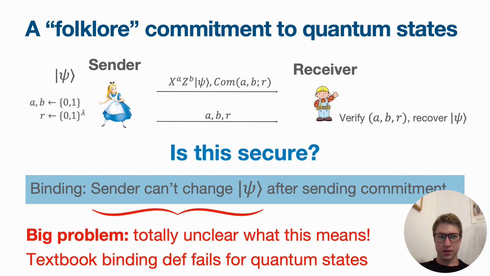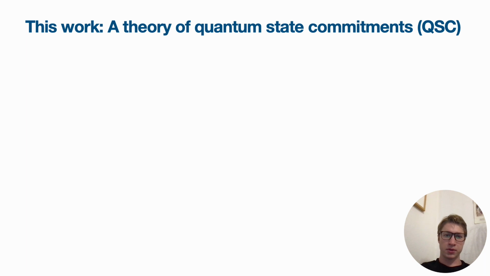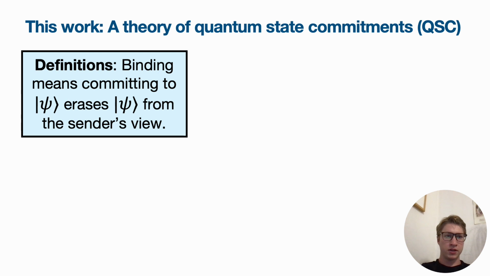But there's still a big problem with this, which is that it's totally unclear what binding even means in this situation. The textbook binding definition totally fails for quantum states, and we would have no idea how to use this statement that the sender can't change psi to compile cryptographic protocols. Okay, so our current understanding of commitments to quantum states is we have one folklore construction and no idea what security means. So in this work, we're going to try to remedy this by providing a theory for quantum state commitments, or QSCs.